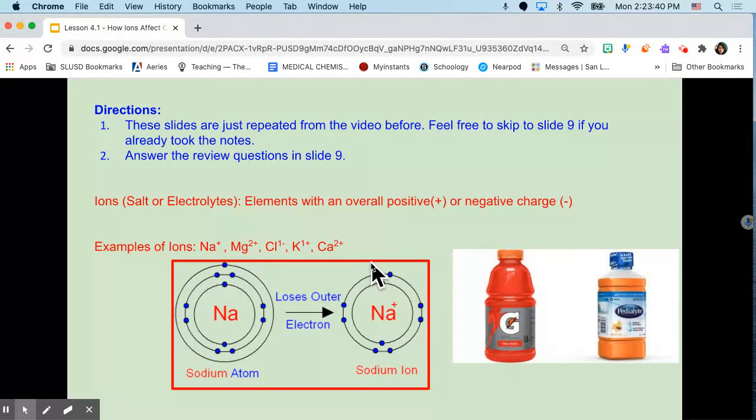So in this video, one of the first things that we're going to talk about in Unit 4 is something called ions, right? And in this video, we're going to mainly talk about what ions are in general and how they function in our body. So something you should definitely have written down is the definition of ions. When you think of ions, think about salts or electrolytes, right?